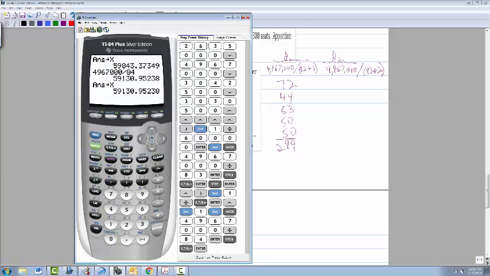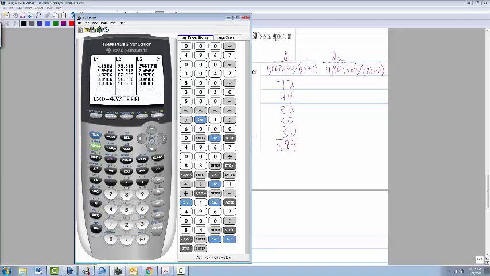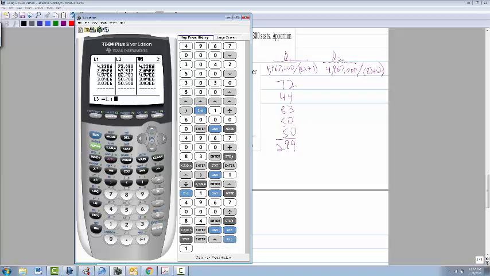Now look at our divisor. Our divisor went down, so my state numbers are going to go up. Now that I have that stored in for X, I can go into my stat edit and divide by that. I'm just going to overwrite L3. I'm going to rewrite L3 as L1 divided by X, because I changed that X. Boom.